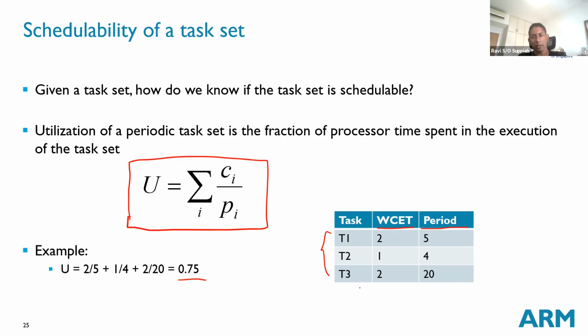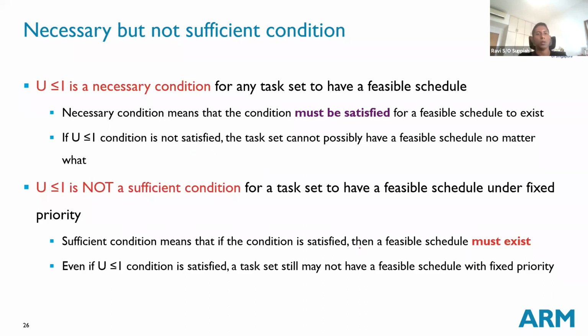So if I keep on adding more and more tasks, where my utilization is higher and higher, then eventually there may be a point where this utilization becomes bigger than 1. Once it becomes bigger than 1, we say that it is no longer possible to schedule, because 1 is the maximum. That means 100% of the processor time. So that is why utilization less than or equal to 1 is necessary.